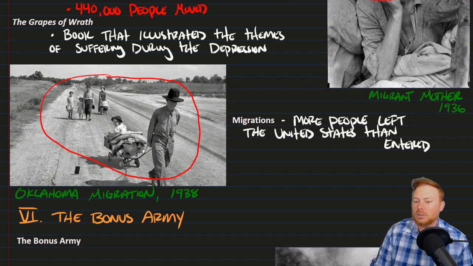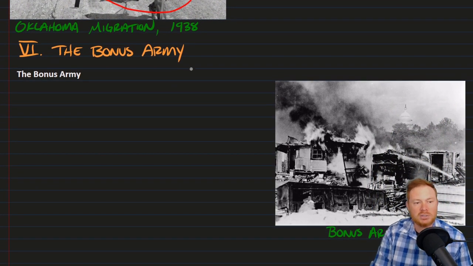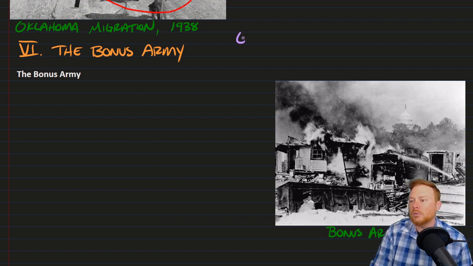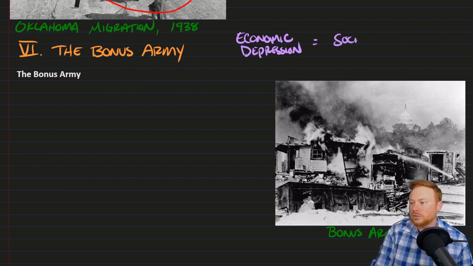Moving on to section 6, the Bonus Army. And the Bonus Army best illustrates really the way in which the Hoover administration completely botched everything in regards to the Great Depression. So one thing that we might point out is that an economic depression is not just bad for the reasons we talked about in regards to losing your house and losing your job and not having enough food and poor health and all those other things. It could also lead to social instability.